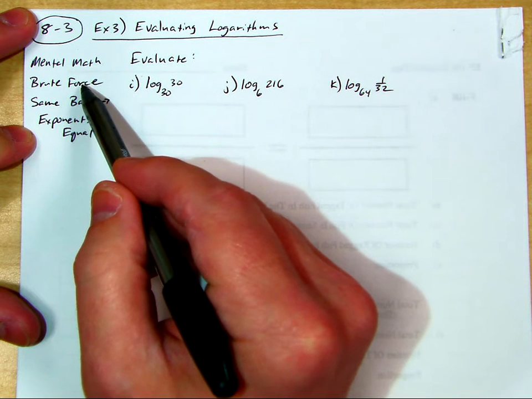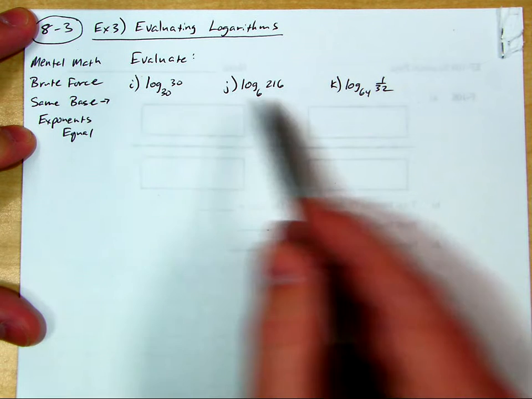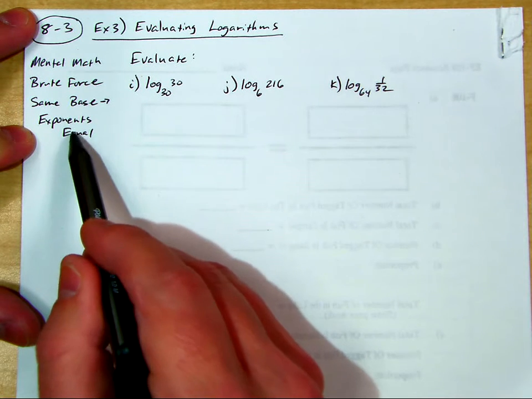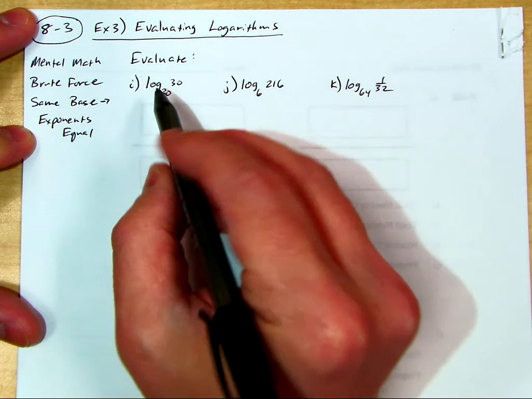We can do brute force using a calculator, or we can try to use mental math by setting each of the terms in example K to the same base and then just setting the exponents equal and solving for the variable. So here we go on letter I.